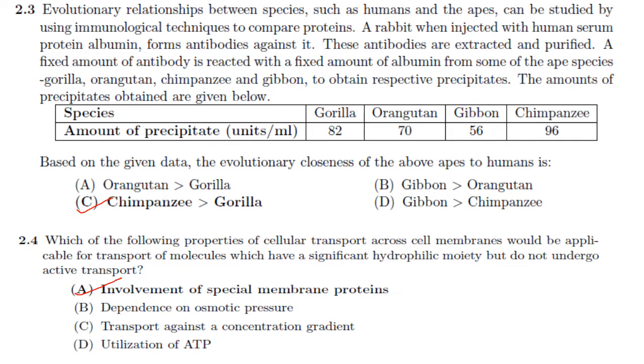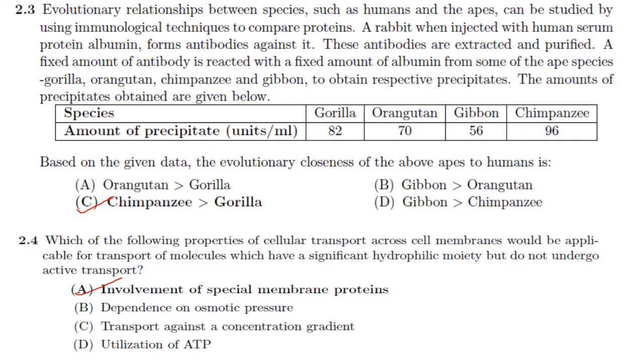A fixed amount of antibody is reacted with a fixed amount of albumin from some of the ape species, gorilla, orangutan, gibbon, chimpanzee, to obtain respective precipitates. The amount of precipitate obtained is given below. Based on the given data, the evolutionary closeness of the above apes to humans is. So, the more the amount of precipitate per unit ml, the more closer it is to the humans.